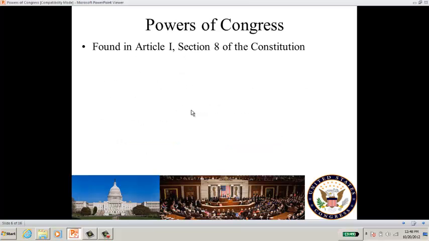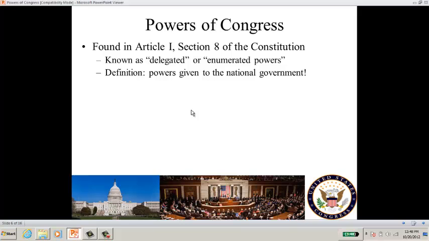Well, if we're looking for the powers of Congress, we're going to go to Article 1, Section 8 of the Constitution. You guys actually already went to Article 1, Section 8 of the Constitution when we did our lesson on federalism. So in Article 1, Section 8, you're going to see a list of things that Congress or the national government can do. If we recall, these are known as delegated or enumerated powers. Delegated meant given, enumerated meant listed. And of course, these are powers that are given to the national government.